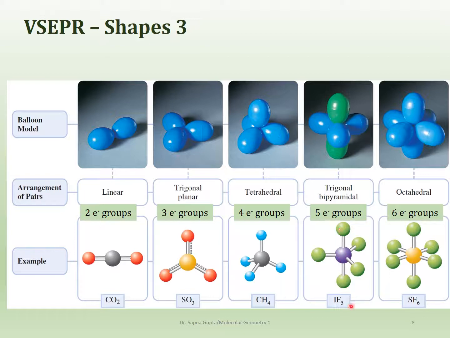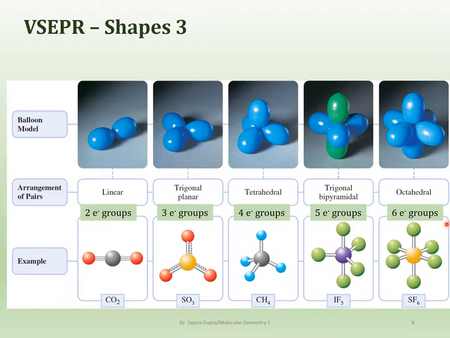All right, so it has 5 electron groups, 1, 2, 3, 4, 5. So then the shape becomes trigonal bipyramidal. Okay, and the nice green balloons show that you have two atoms going up and down.